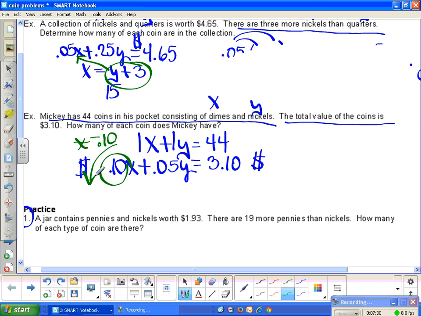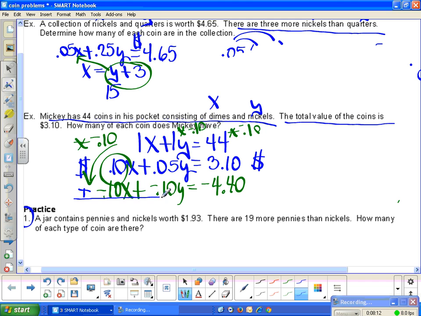So let's multiply it through and rewrite it. Negative 0.1 times 1, negative 0.1x. Negative 0.10 times 1, negative 0.10y. And that times every single one. What's 44 times negative 0.1? Negative 4.4. Okay, so now add. Our x's cancel, which is what we want. You have 5 cents plus negative 10 cents, negative 0.05y. And 3.10 minus 4.40. Hit the button.